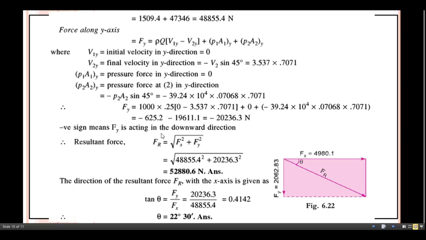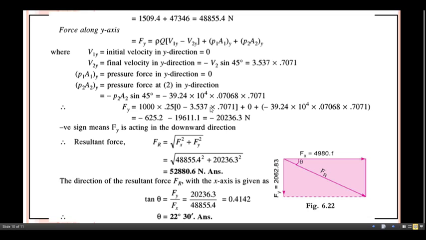Once we get the value for the summation of Fx and Fy, just substitute here and get the value for the resultant force. After doing the calculation, we can get the resultant as 52,880.6 Newton. The direction of the resultant force Fr with the x-axis is given by tan θ equals Fy divided by Fx. So Fy is this value and Fx is this value. Substitute here and get the value for θ. So θ we can get as 22 degree 30 minute.